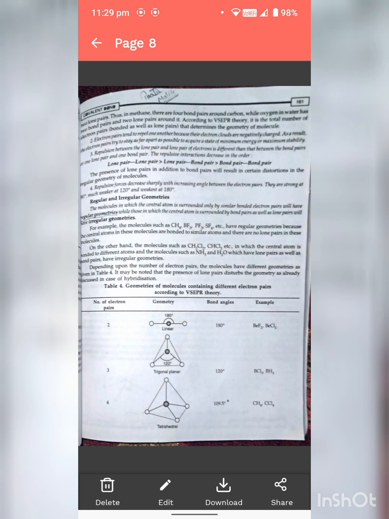Regular and irregular geometries. The molecules in which the central atom is surrounded only by similar bonded electron pairs will have regular geometries, while those in which the central atom is surrounded by bond pairs as well as lone pairs will have irregular geometries.